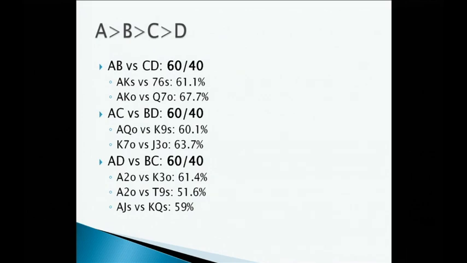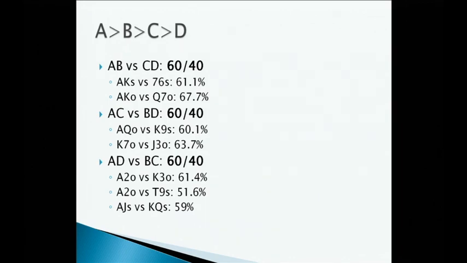Okay, so the last case is, there's some weird cases where all four cards are different. Roughly speaking, when all four cards are different, the guy with the highest card is going to be a 60-40. This is very rough because it's hard to encompass all the different types of scenarios under the same umbrella. But roughly, the thing that matters is having the highest card. So AB versus CD, which means you have two cards above their two cards. You can be as good as 67.7% if it's like ace king off versus queen seven off, because queen seven off has no straight outs and no flush outs.